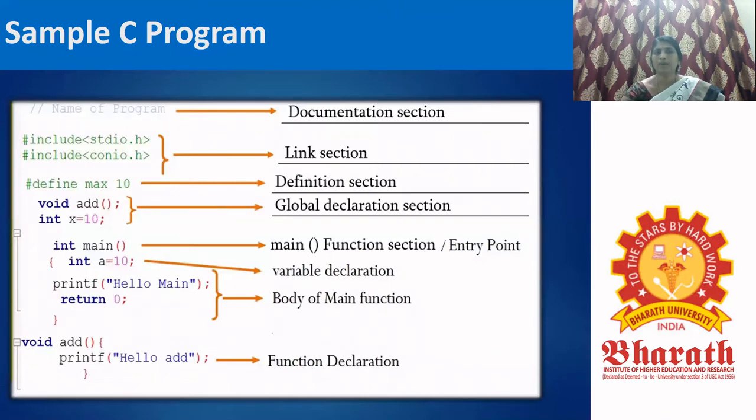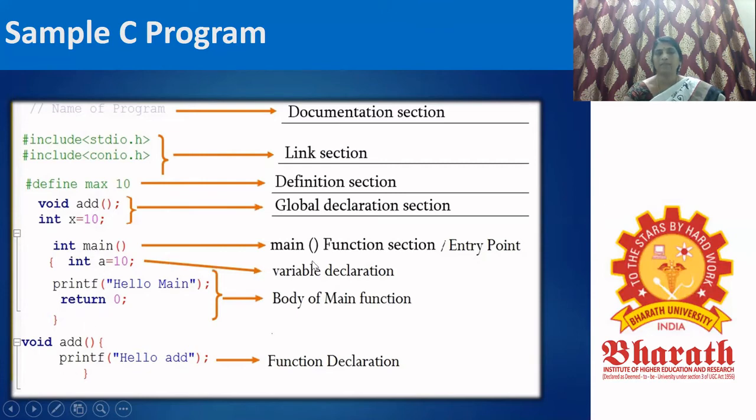A sample C program is outlined here. The first thing is the name of the program, which is going to be the documentation section. When we include the stdio.h and the conio.h, this is going to be the link section. We can define certain values for the variables, say 10 is defined for max. And we can have a global declaration section where, if you declare the variables and functions here, they are common to all the functions inside this program.